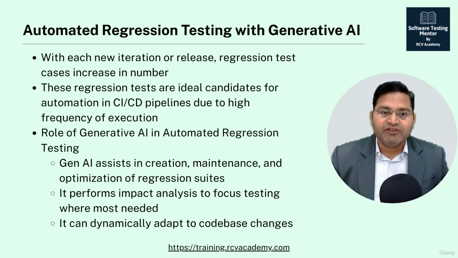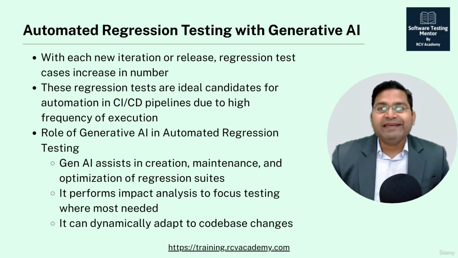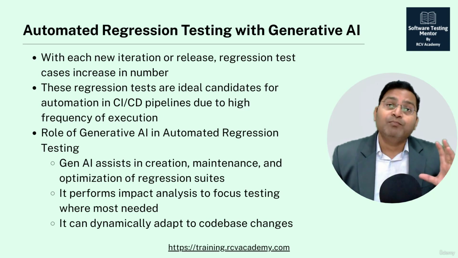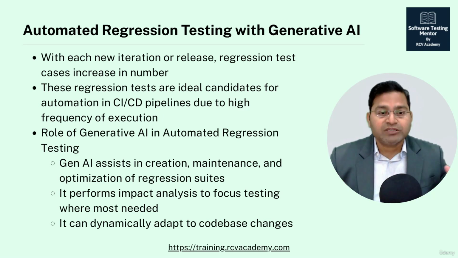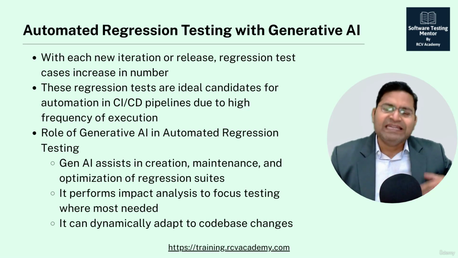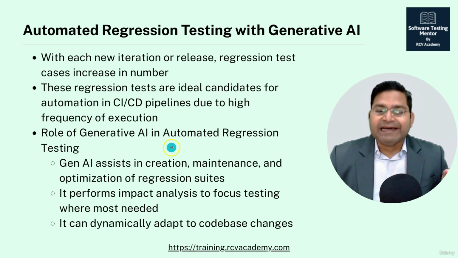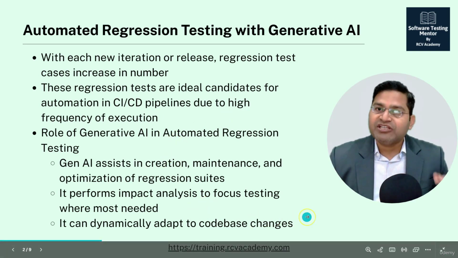Now with generative AI in automated regression testing, Gen AI assists in creation, maintenance and optimizing the regression suite. That's the first thing. Then it can also perform impact analysis to focus testing where most is needed. Wherever most testing is needed, it can do that impact analysis based on any changes happening in the requirements or in the release cycle. Then it can dynamically adapt to code-based changes as well.